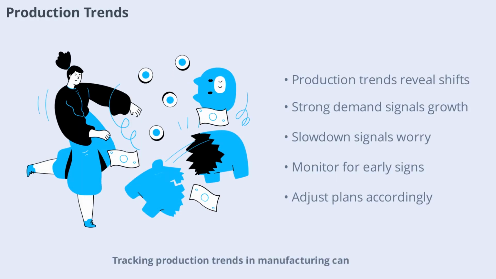Tracking production trends in manufacturing can reveal important shifts in the economy. When factories ramp up production, it's a sign of strong demand and economic growth. But when production slows, it often signals that businesses are worried about the future. By monitoring manufacturing activity, you can spot early signs of trouble and adjust your financial plans. This indicator is especially valuable for investors and business owners who need to stay ahead of economic changes.